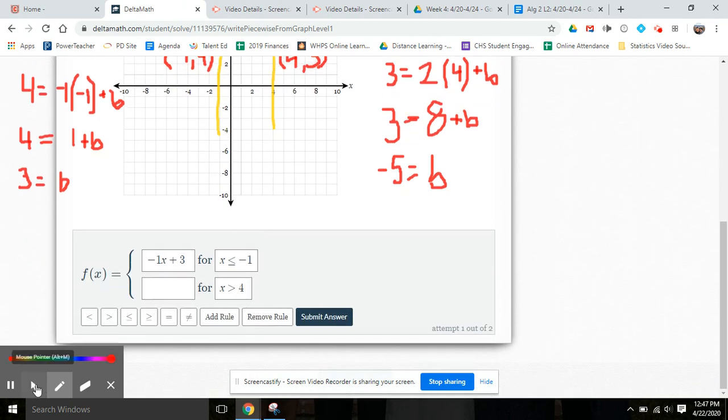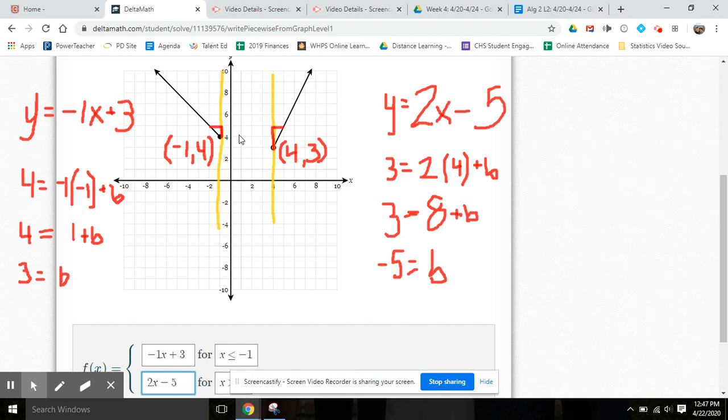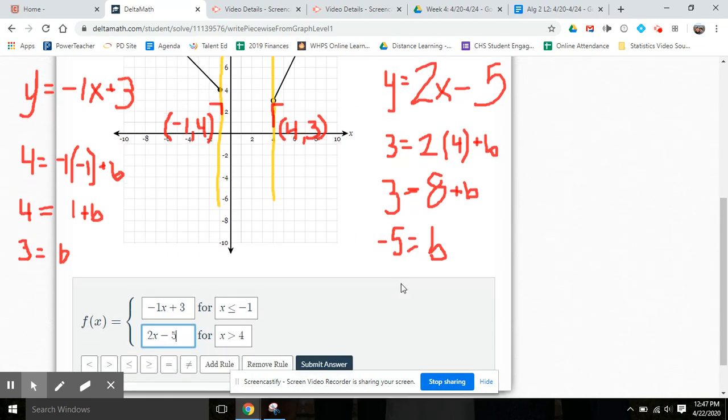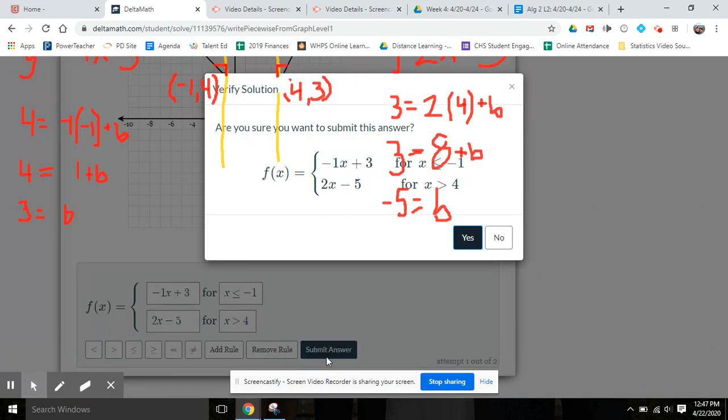If I go down here, I'm plugging in 2x minus 5. Remember, I don't include that y equals part because it's already accounted for with that f of x equals. So this side is all set. This side is all set. Everything is accounted for. That was an open circle. I'm just going to double check to make sure I'm good with that. Yes, it's open, so it should only be greater than 4. So I'm all set to submit my answer.